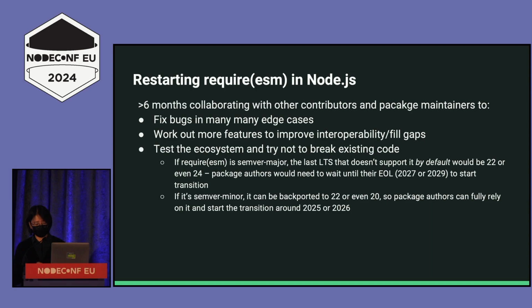Given that there are already userland solutions and workarounds for require ESM, we need to make the built-in version work with those, because if it ends up being semver major, it will take a lot longer for package maintainers to rely on it and start migration. But if we can keep it semver minor, we can backport this to older LTS, and package maintainers can start migration a lot sooner. In extreme cases, this could be like a 4-year difference in the timeline.